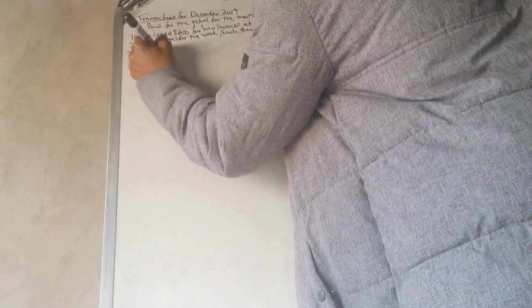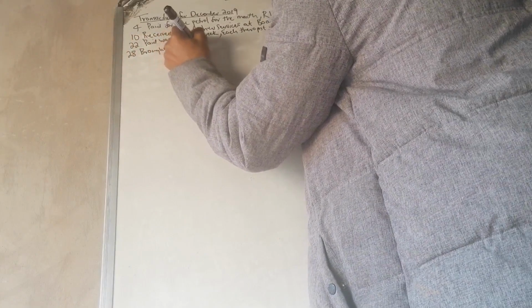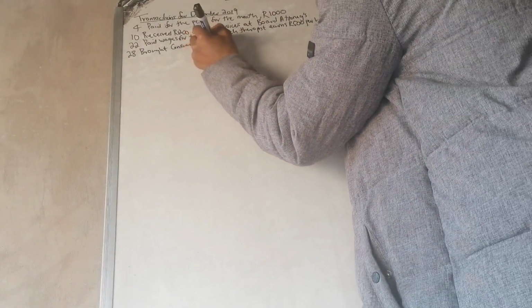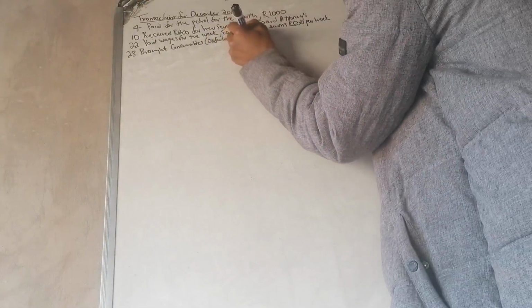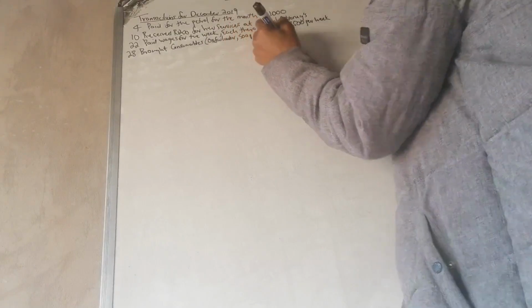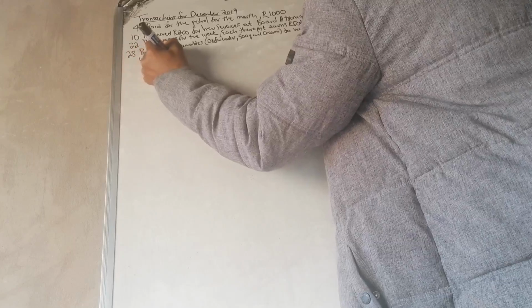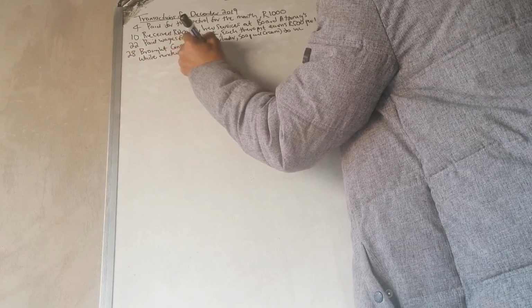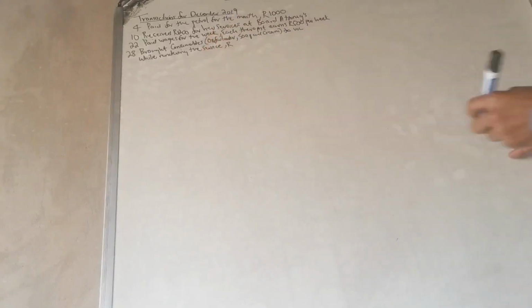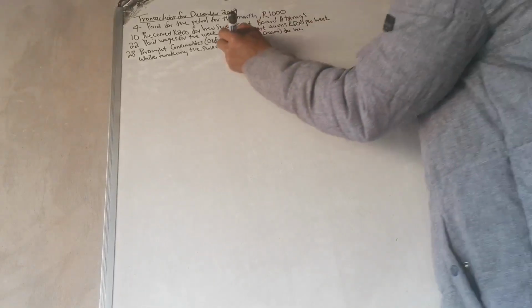And then we are saying bought consumables: exfoliator, soap and cream, to use while rendering the service. And then how much did they all cost? They cost an amount of 384.